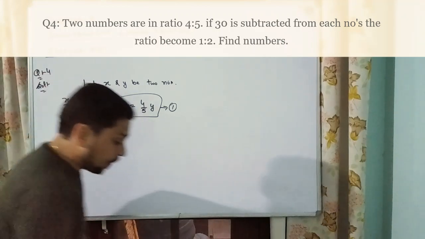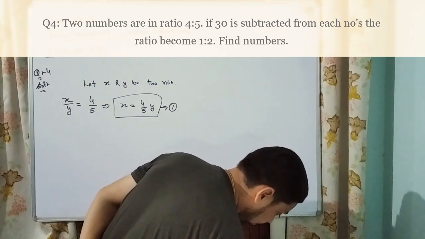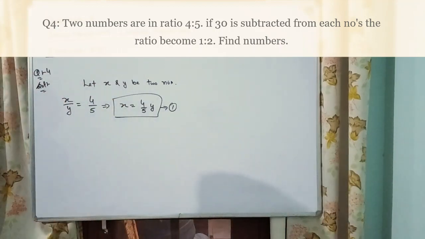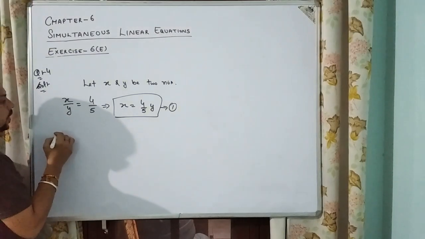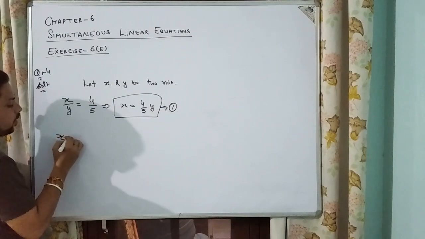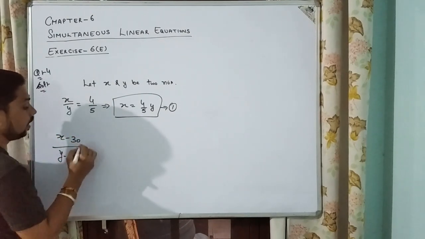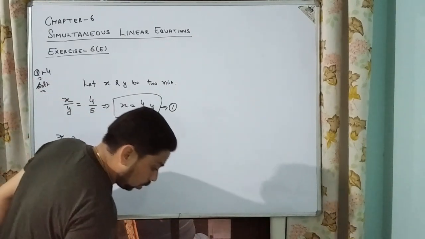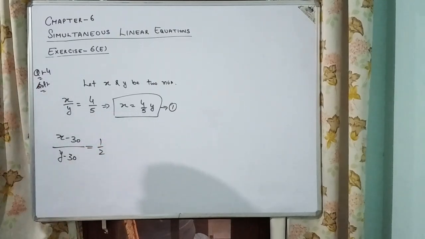Now second part, if 30 is subtracted from each of the numbers, the ratio becomes 1:2. When you subtract 30 from the equation, we have x minus 30 and y minus again 30 here. Then the ratio becomes 1:2.